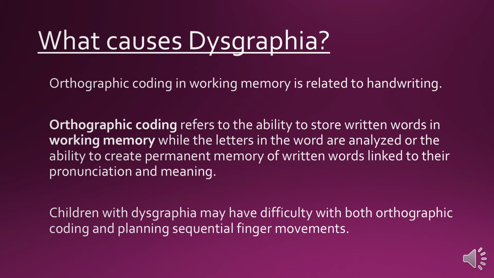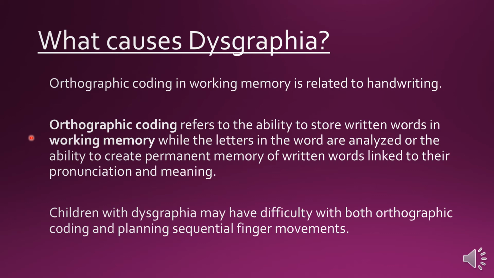It's sort of a strange one, okay? It is related to working memory and handwriting. Orthographic refers to the ability to store written words in the working memory. And so they have a difficult time remembering those codes, what the letters are. And so they have a hard time remembering what the words look like, the letters, and then being able to put that on paper. Oftentimes, a child with dysgraphia will be able to spell a word for you orally, but then you ask them to write it down and they're not able to do it.